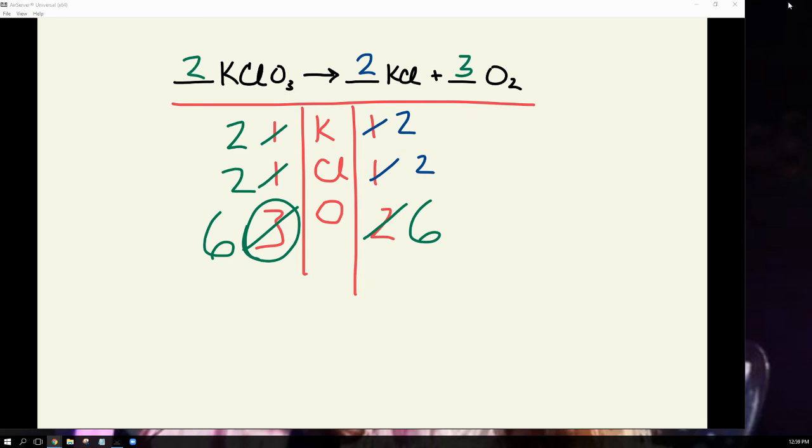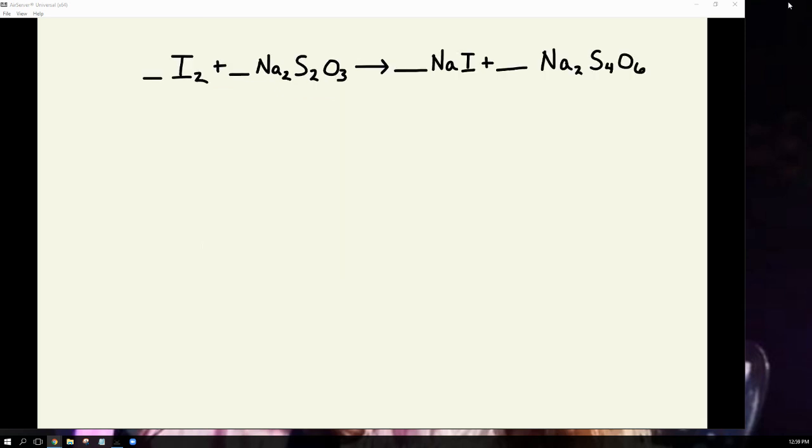And now it is a balanced chemical equation. And how do I tell? Because I can look at my numbers here, and I can see that they're the same on the left as they are on the right. That is a balanced chemical equation. Hopefully that helps you, how to use a chart. All right, we'll do one more.